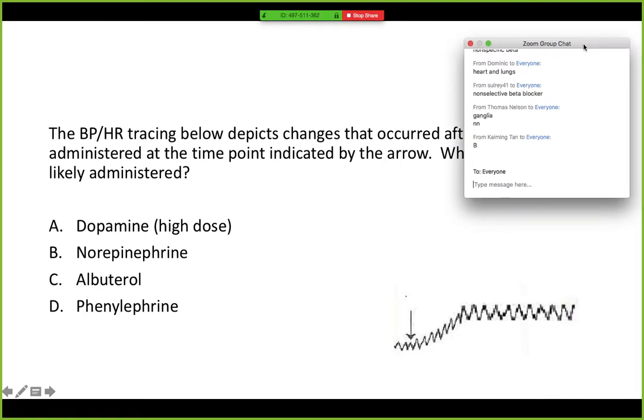Okay, so looking at this tracing here, what drug was likely administered? Right, so phenylephrine, and why would you say that? Yeah, so it's an alpha 1 agonist, and you're going to see increased blood pressure and decreased heart rate. Yep, that's exactly right.